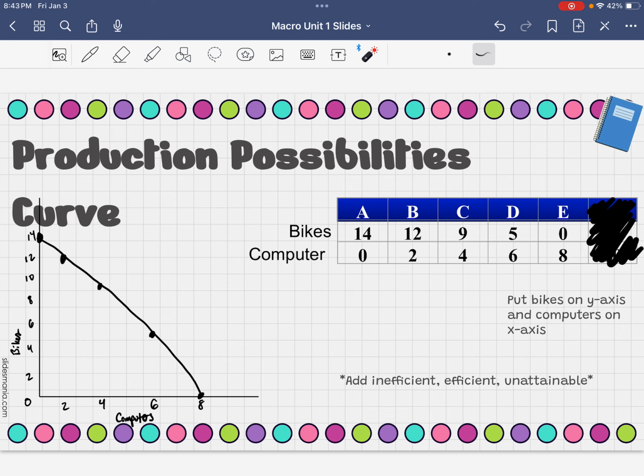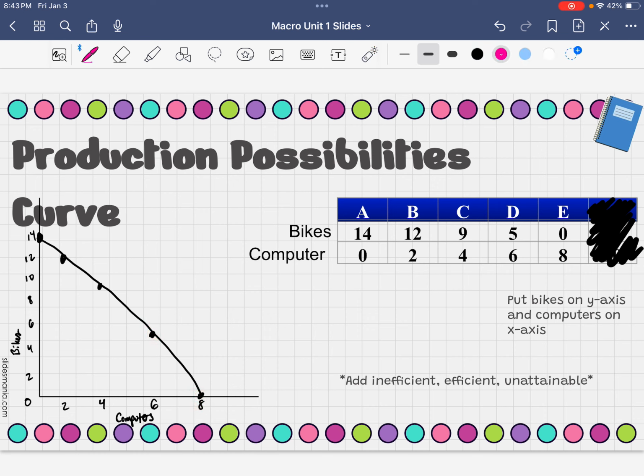So in this more mathematical representation, an efficient use of resources would be anything within the chart. If we're at this point, yeah, we're making all bikes and no computers, but we're using all our resources. If we're at this point, we're making 5 bikes and 6 computers. And so we're making maybe half and half, but we're using all our resources. Well, over here, we just decide to make more computers and no bikes. And that's fine because we're still using all our resources.